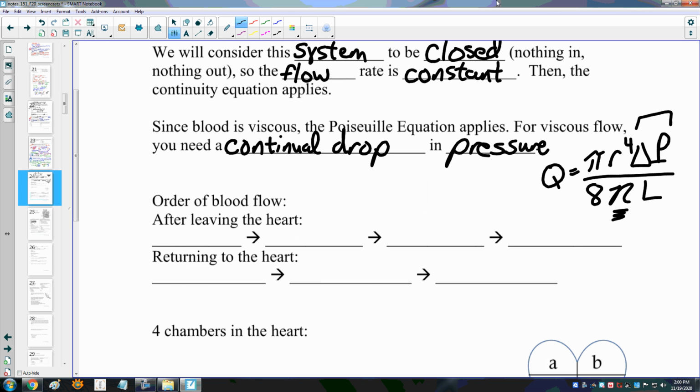You need to know the order of blood flow. After it leaves the heart, it goes through the aorta. The aorta's kind of big. Your pinky can sort of fit into the aorta. And then it moves into increasingly smaller vessels.